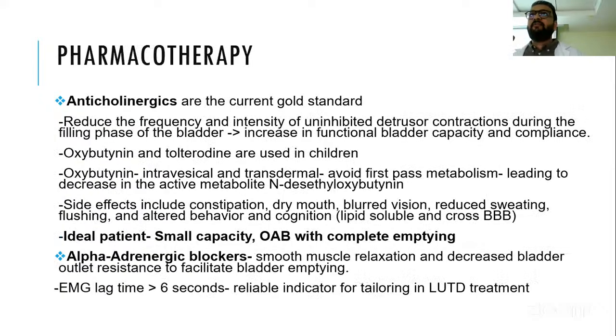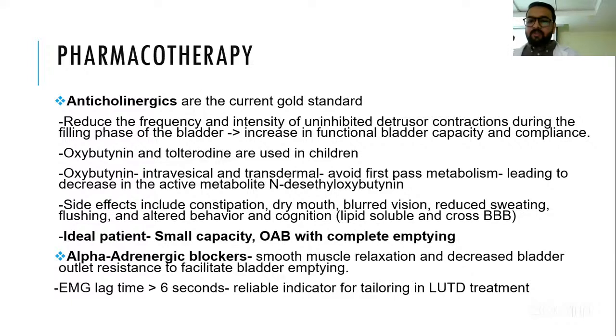Then pharmacotherapy, we can use anticholinergics or alpha blockers. Anticholinergics are the current gold standard. Oxybutynin and tolterodine are used. Oxybutynin is available in various forms: oral, intranasal, transdermal. The intranasal and transvesical forms avoid the first pass metabolism. The side effects are constipation, dry mouth, altered behavior because of its lipid solubility. The ideal patient for anticholinergic is small capacity bladder and overactive bladder with complete emptying.